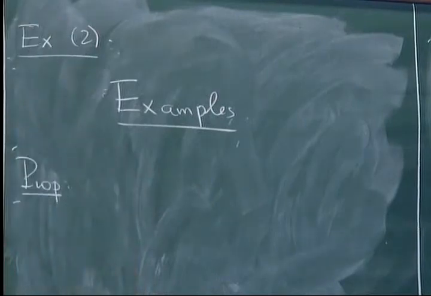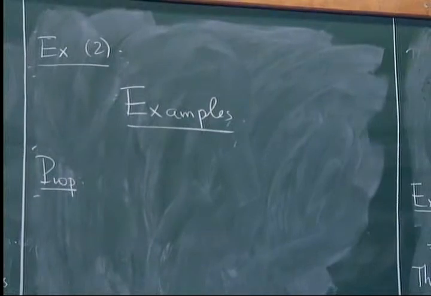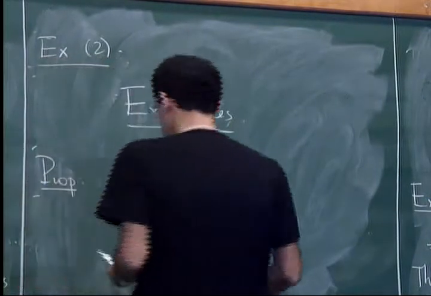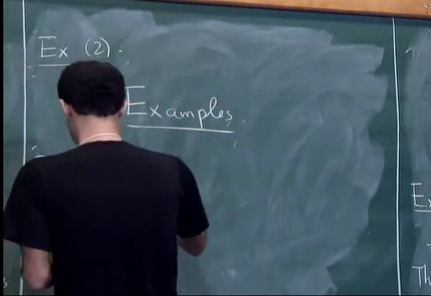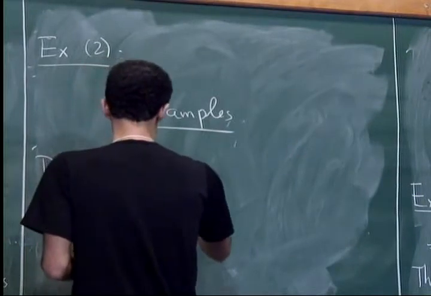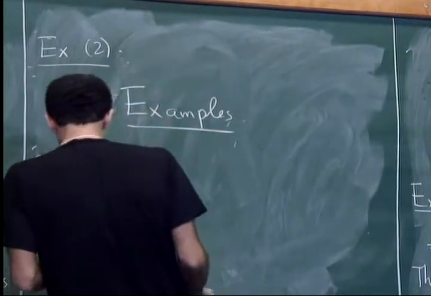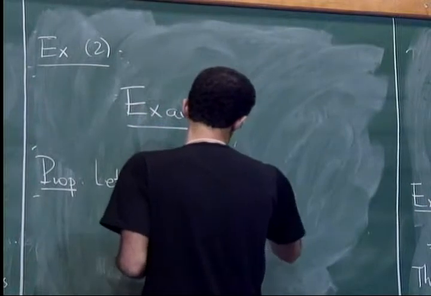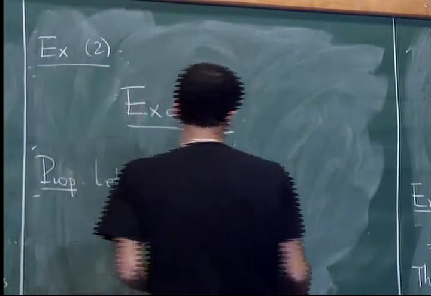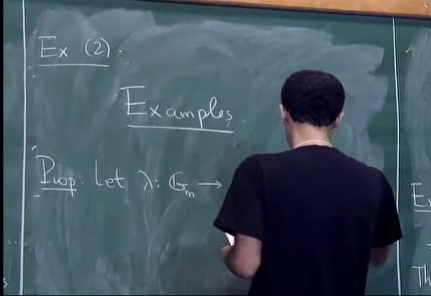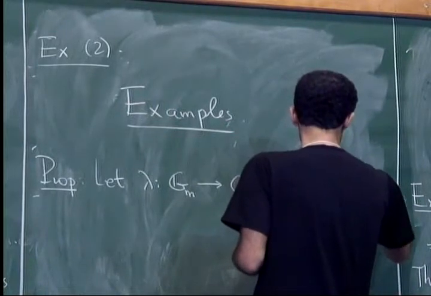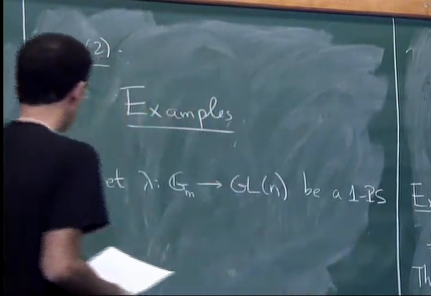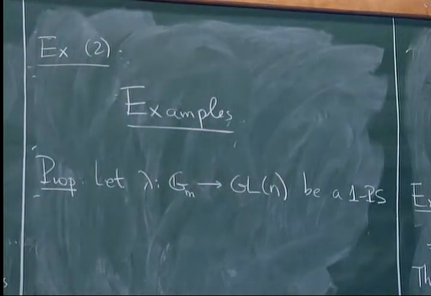First of all, we need a structure theorem on these 1-parameter subgroups. I will do that just in a simple case. In fact, since every group is inside GLn for some n, I'm basically doing a more general thing, but let's leave it at that. So let's consider a one-parameter subgroup of GLn.